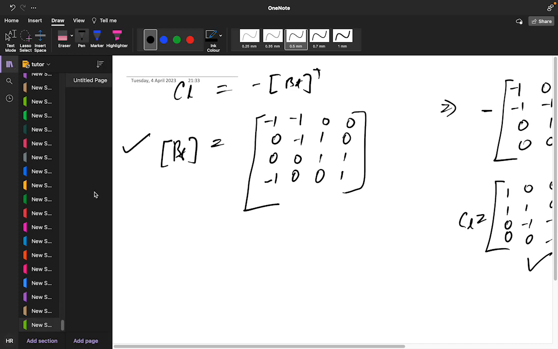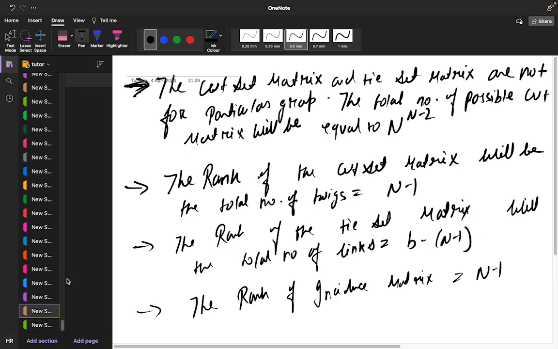For now you just have to revise these things 1, 2, 3 times. Just read it, and for the examination you just look over these things. Before the examination, just read these things. Because it's a very theoretical chapter, and you need to know everything like n minus 1, b minus n minus 1, what are twigs, what are links.